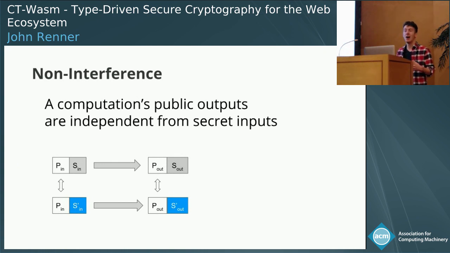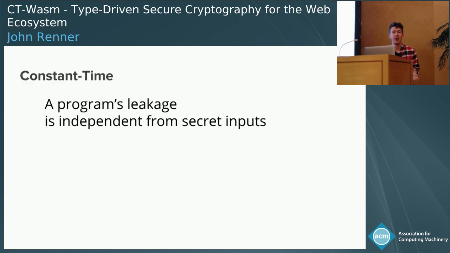All we're talking about now is bits. We're not talking about things that leaked via timing or other ways. So we need a stronger property, which we call the constant-time property, and it's a well-known formal property. And we state it as a program's leakage is independent of its secret inputs.